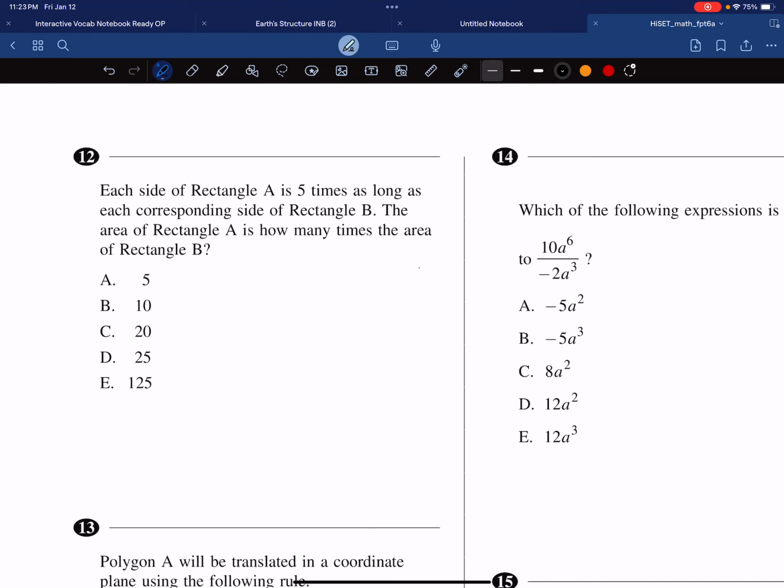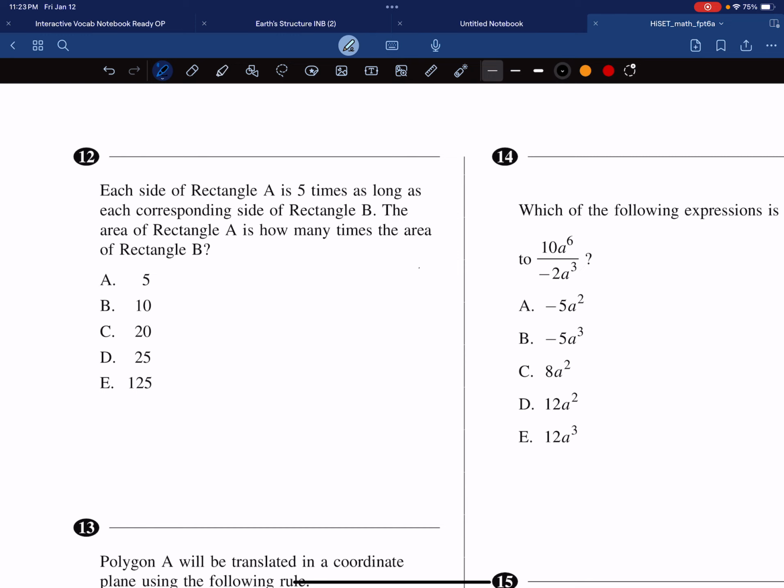Number 12. Each side of rectangle A is 5 times as long as the corresponding side of rectangle B. The area of rectangle A is how many times the area of rectangle B?